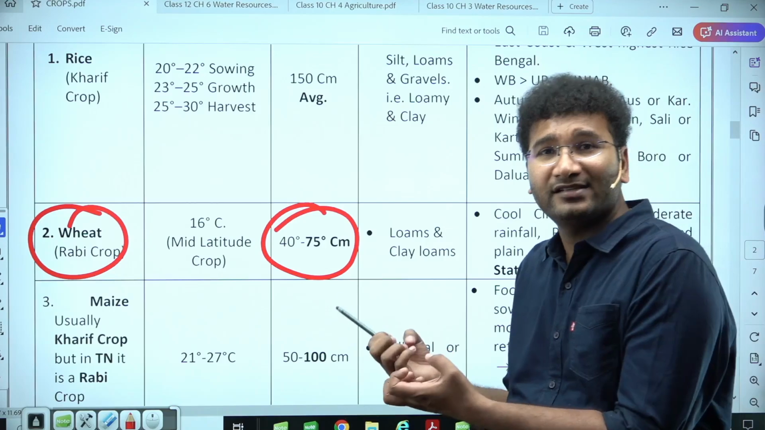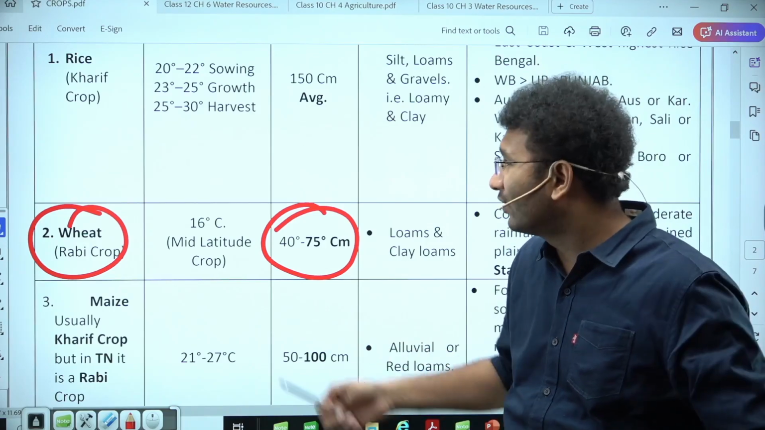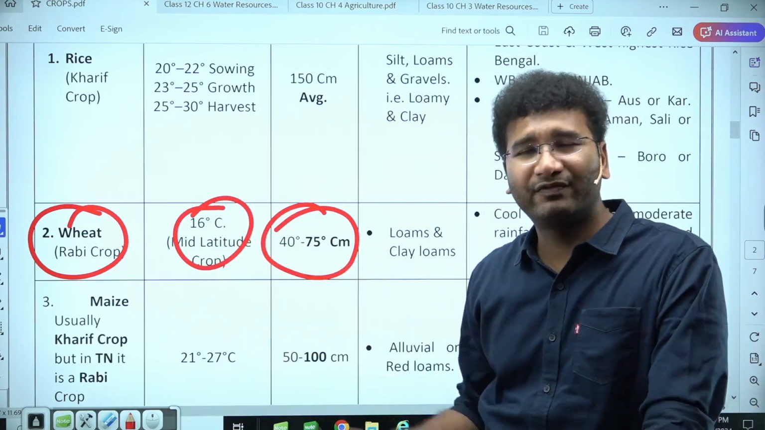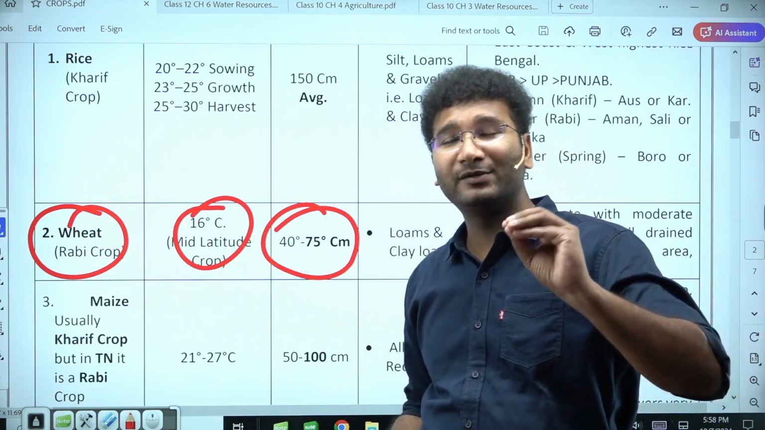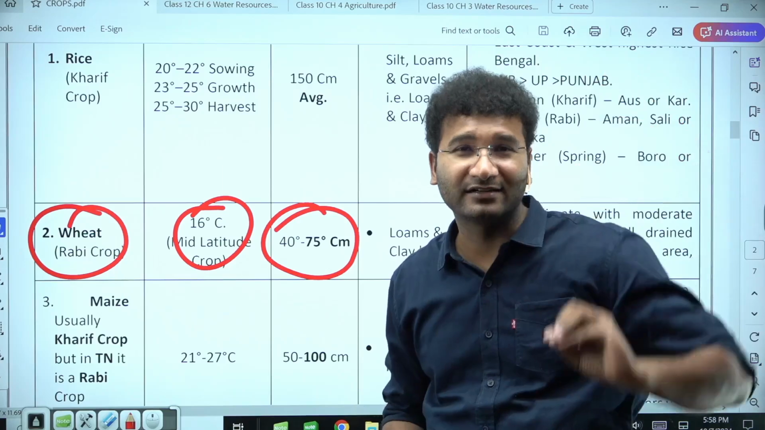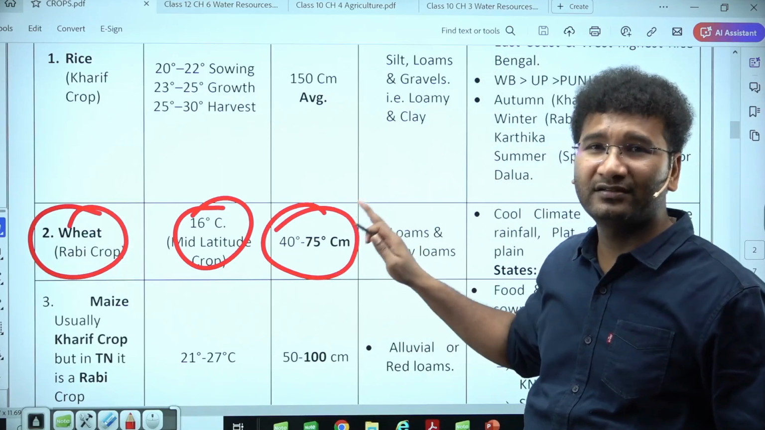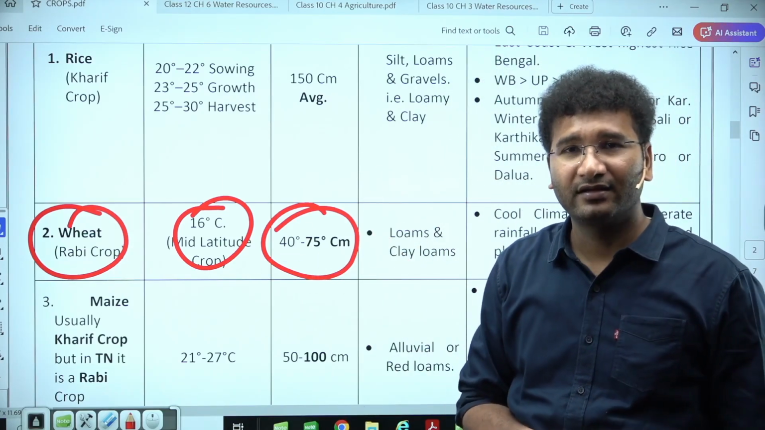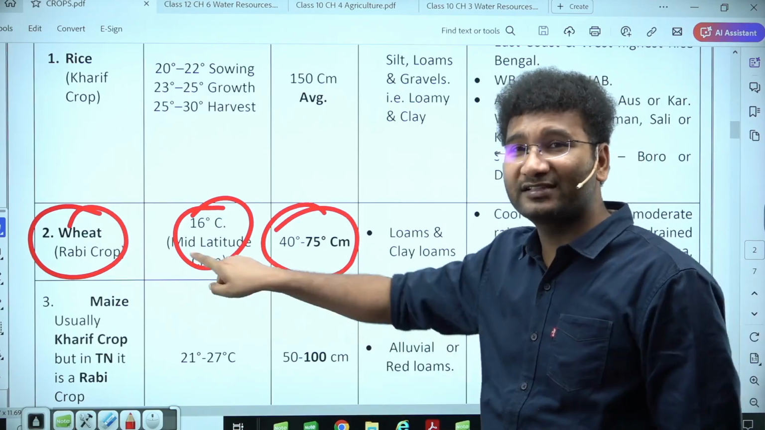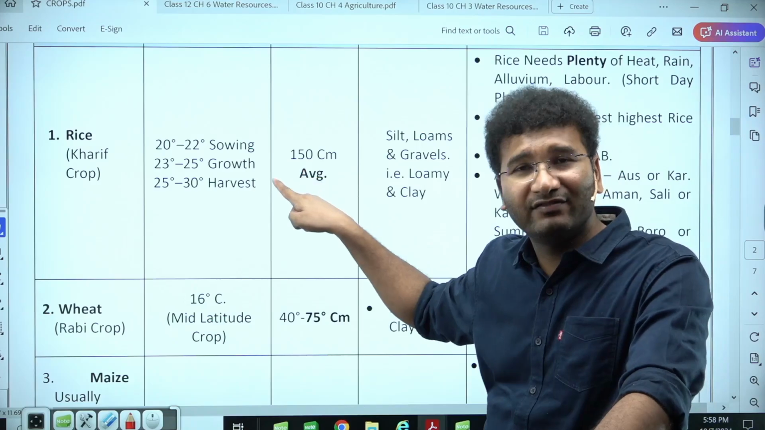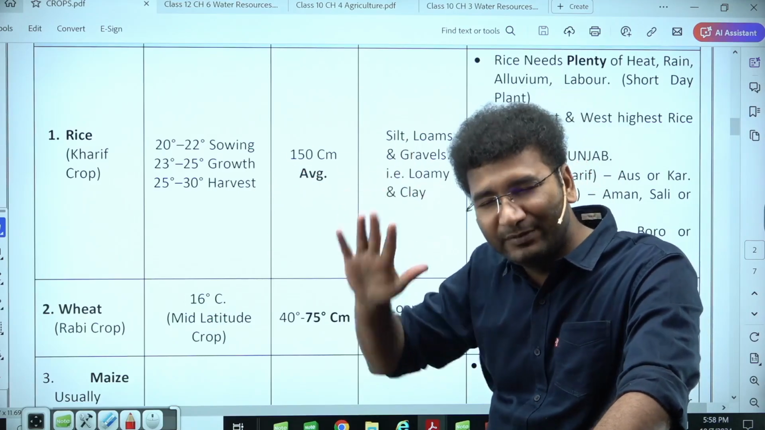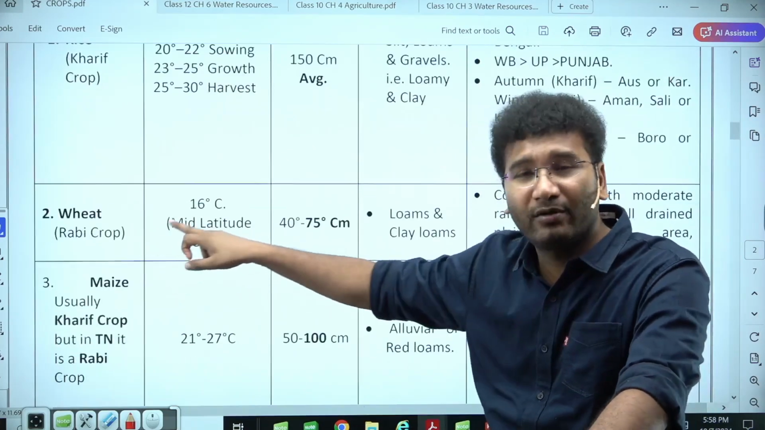Yaar, if wheat is required less, and what is the temperature? Maximum of 15 to 16 degrees Celsius. So that's why, even if you have limited rain during the months of winter, your wheat crop can survive. With limited rain, your wheat crop can survive.